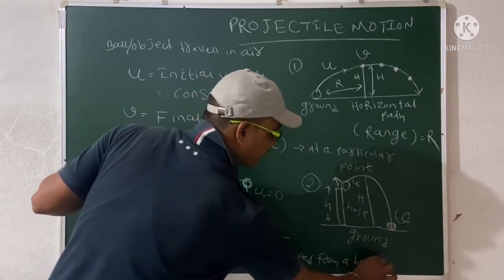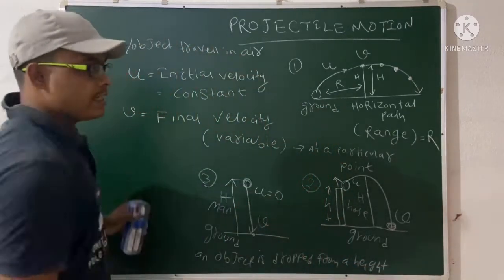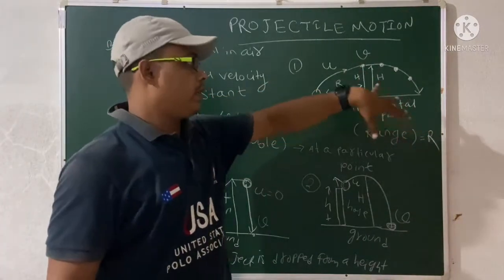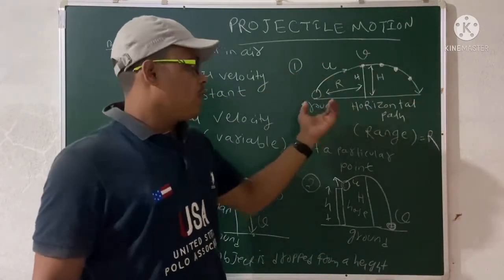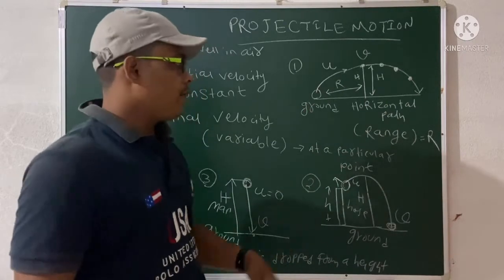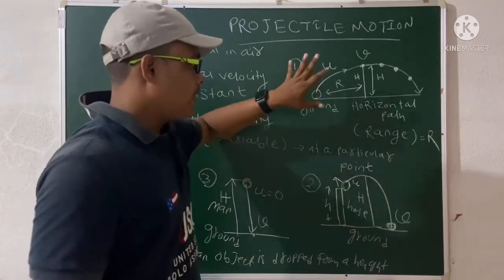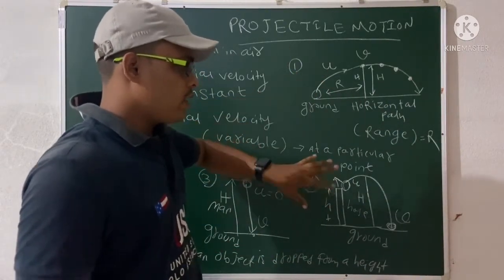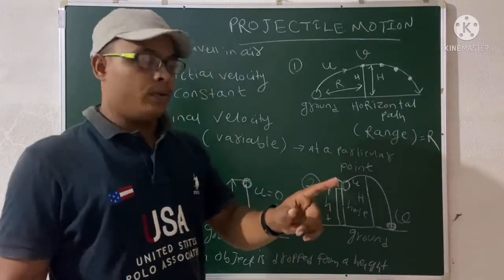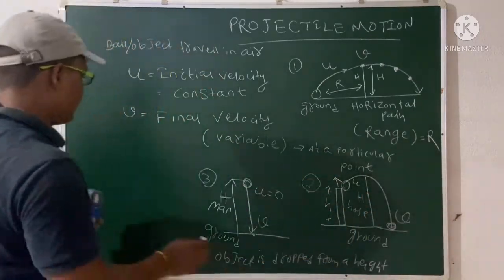So look at the three cases. There is initial velocity and there is also final velocity, but the final velocity is not constant. You are throwing a ball from the ground. This is the first case. And in the second case, you are throwing the ball but not from the ground, this is from a height. So what is the first case?